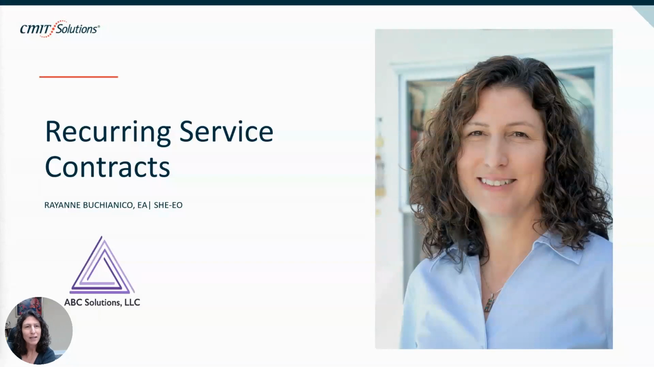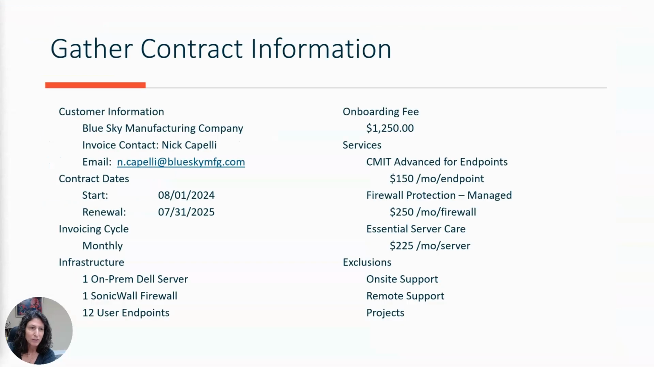I'm here today to show you how to create recurring service contracts inside Autotask. The first thing we want to do is gather some information about the contract we're about to create. You may get this from a signed quote from your customer or a conversation that you've had with them. I put together the information and gathered it here so it would be at my disposal when I wanted to create the contract.